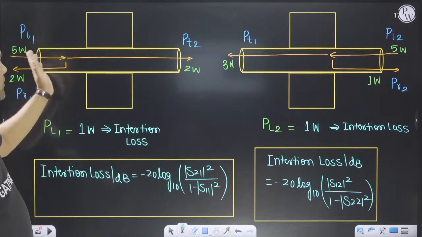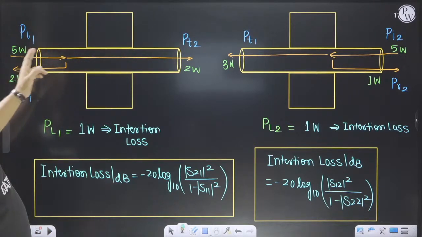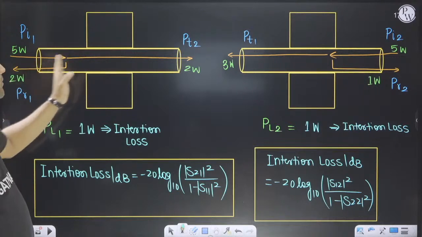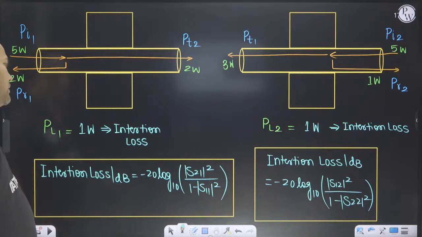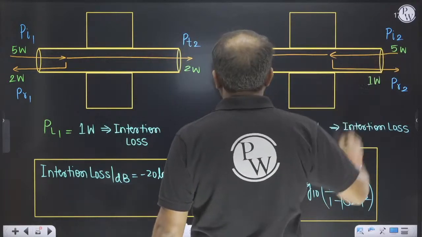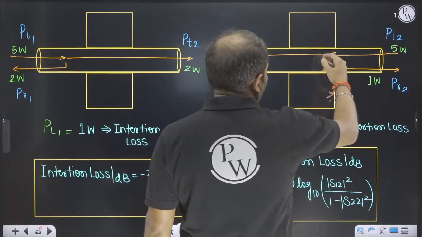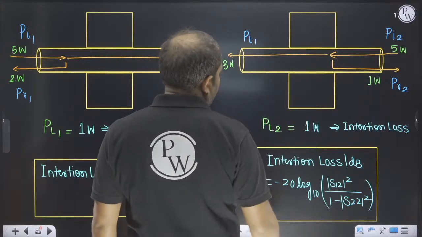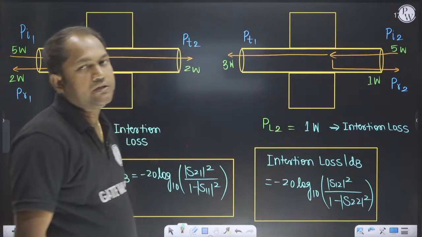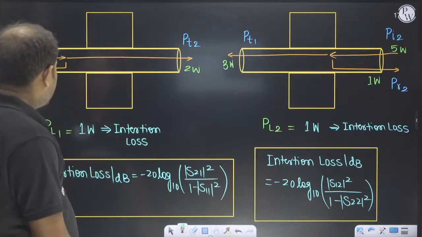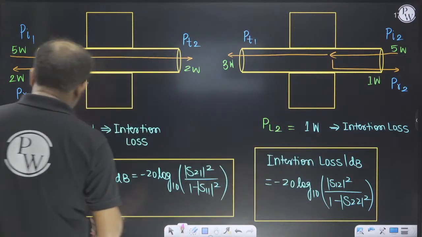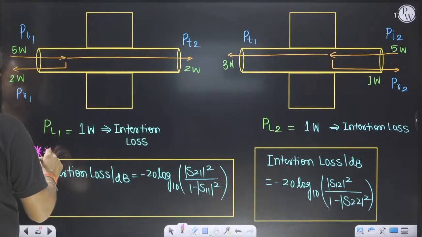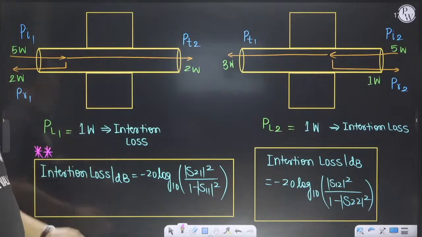If I am giving power from this port to this port, 5 watt, 2 watt is reflected, no problem. 2 watt is transmitted, no problem. But there is one loss which is 1 watt, known as insertion loss. Like that here also, I am giving input power of 5 watt. 1 watt is reflected, 3 watt is transmitted, but 1 watt is lost. That is what is known as insertion loss. Insertion loss is calculated in dB. It is very important because they will ask this question. Sometimes I am waiting for that question, but they will ask it. So this is insertion loss.